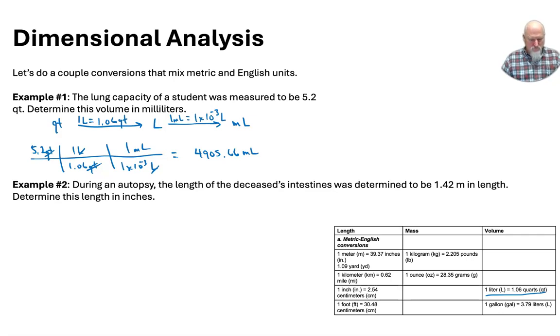Wow. Didn't realize our lungs were that large. Cool.